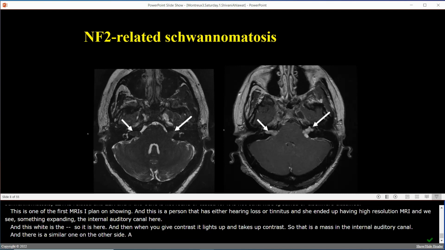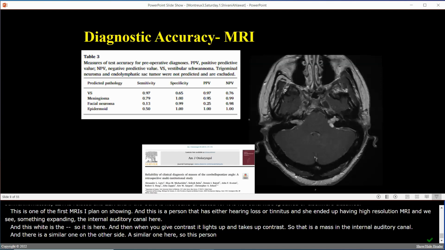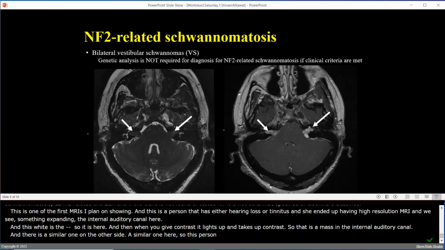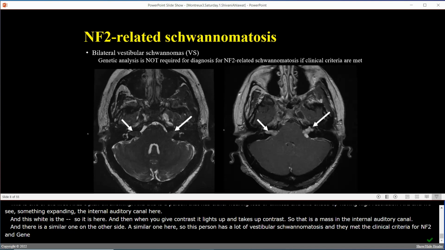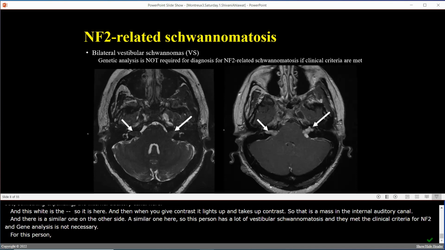So this person has bilateral vestibular schwannomas, and they've met the clinical criteria for NF2, and actually gene analysis is not necessary. For this person, we had done high resolution, really thin section imaging, but if this person was to have thick section imaging and had bilateral vestibular schwannomas, they would still have NF2 because they met the clinical criteria.